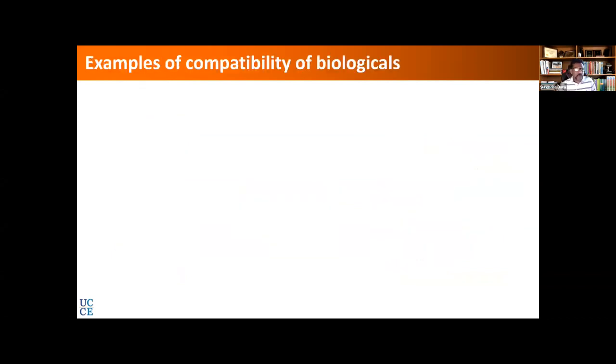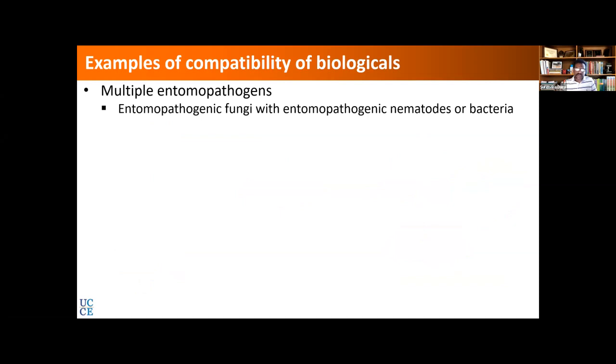And then a few examples of compatibility of biologicals. There is so much research about these, so we won't be able to go over all those details, but I just want to give a general idea. Like, you can use multiple entomopathogens. That means you can use fungi with bacteria or fungi with nematodes, and there has been a lot of research done combining different entomopathogens. You can do the same thing with the biofungicide materials too, bacteria, and actually you do have some products, not as biofungicides, but as biostimulants that have multiple species of bacteria and fungi.